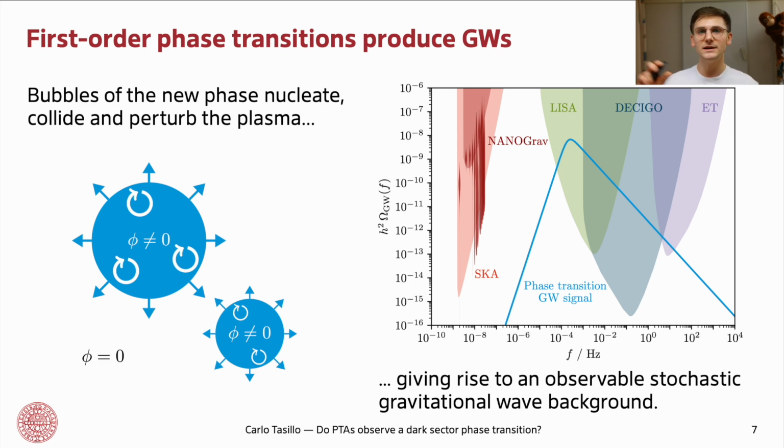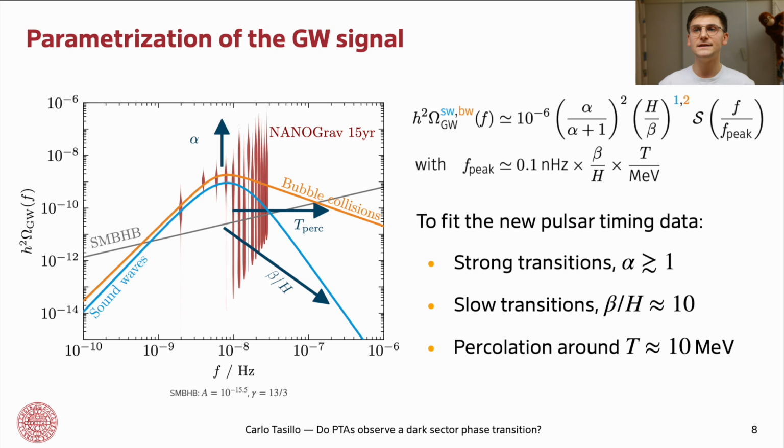So let's zoom in on the plot here on the right a little, into this red region, where we can see these so-called NANOGrav violins. So that's the signal that pulsar timing arrays found. Now I put on top of this an example for what a signal from a first order phase transition would look like.